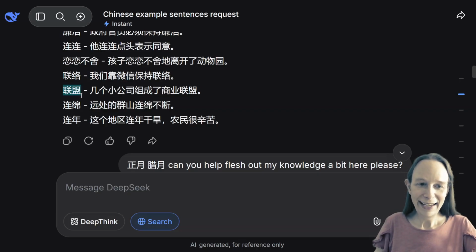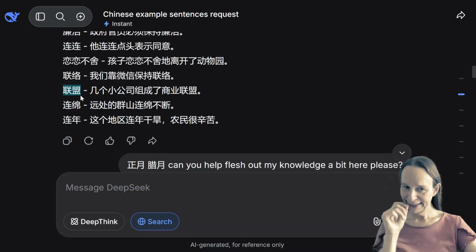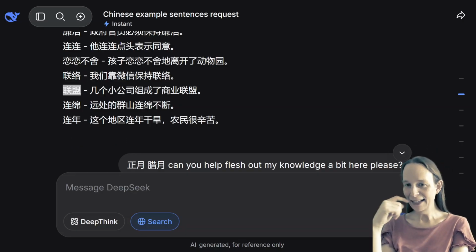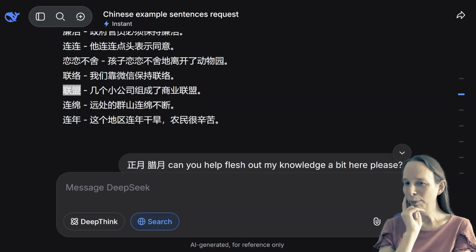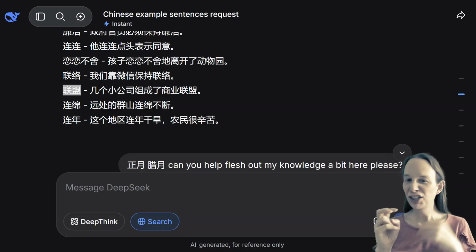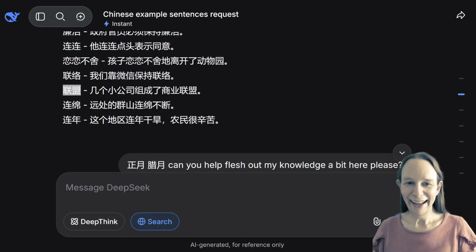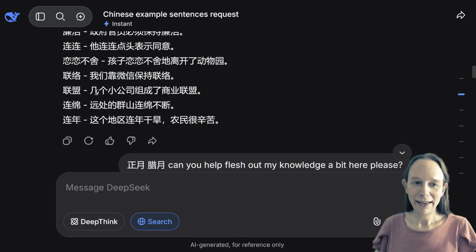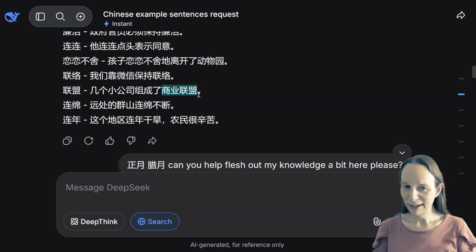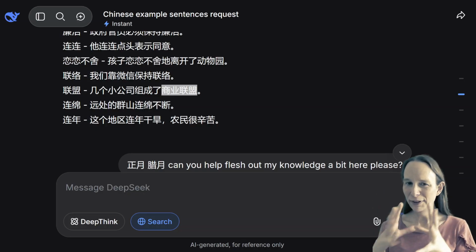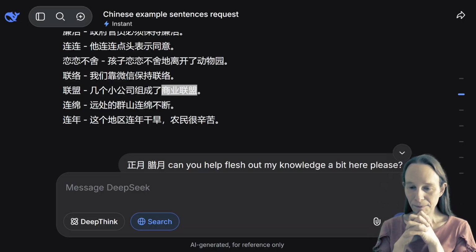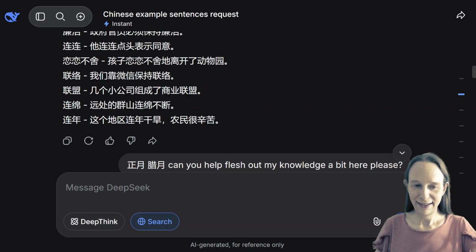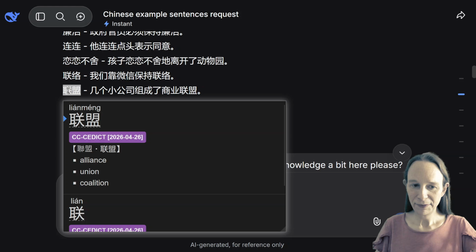All right. 联盟. 联盟 is an alliance such as between countries, but also an alliance like, you know how you go to an airport and they say there's a Star Alliance or something like this. 几个小公司组成了商业联盟. 商业 is commercial. This is a commercial alliance, so it'll be like a group of companies that are teaming up together. Yeah. 联盟.